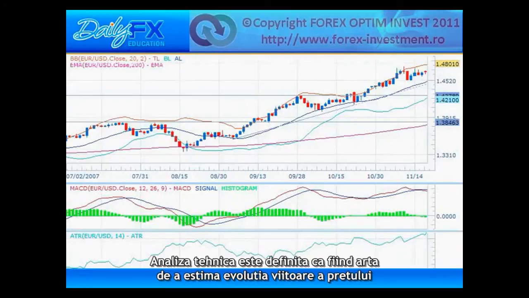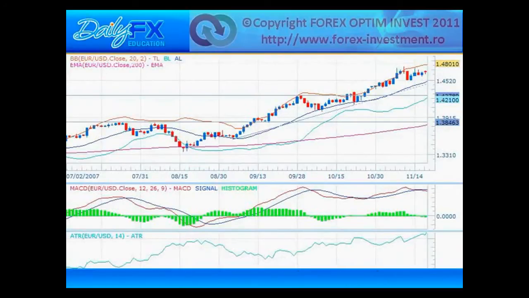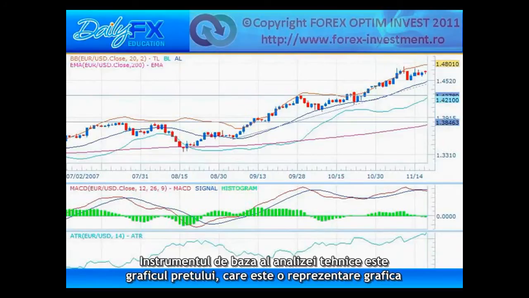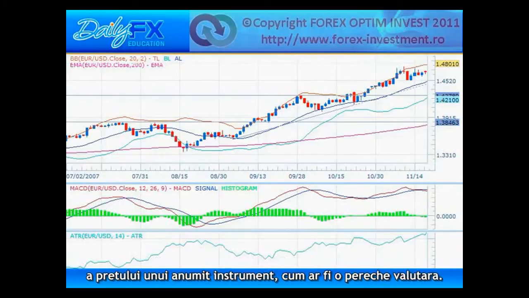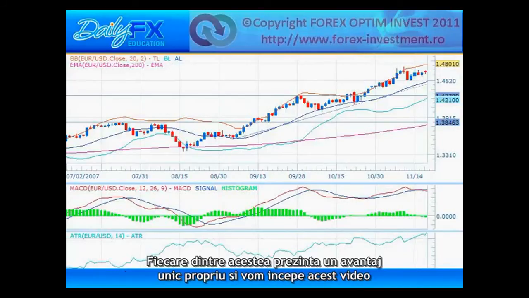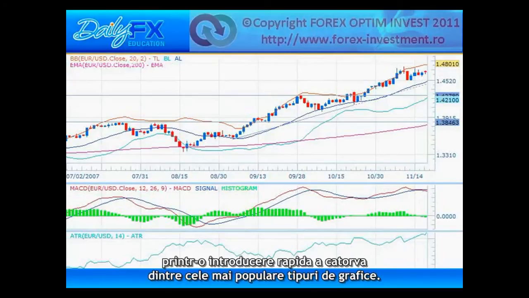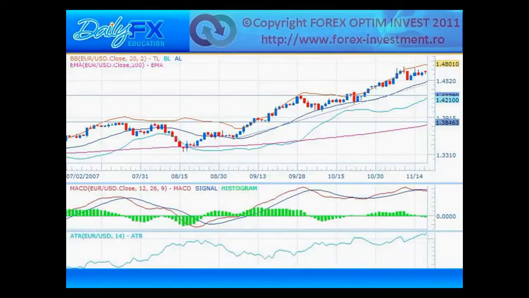Technical analysis is defined as the art of forecasting price movements in the future, based on price actions of the past. The main tool for technical analysis is the price chart, which is a graphic representation of the price of a certain instrument, such as a currency pair. There are a number of ways to display price action on a chart, each way providing its own unique benefit, and we'll begin this video by quickly introducing a few of the more popular chart types.